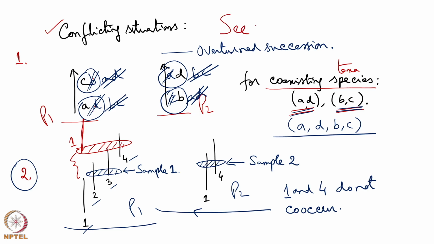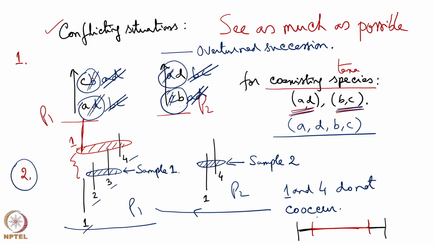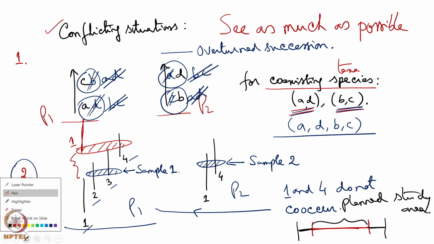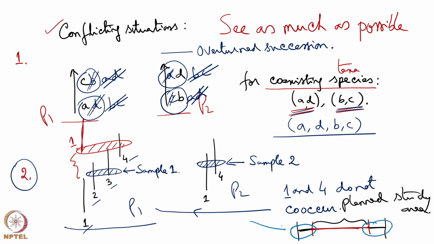The idea is in the field see as much as possible. If this is your study area, you need not just confine here, but you should also see a little bit outside your study area. This is, let us say, the planned study area. In that case, not only you cover your study area, but also see outside the study area. This becomes an important philosophy in field work. Also seeing outside the study area can give interesting clues.